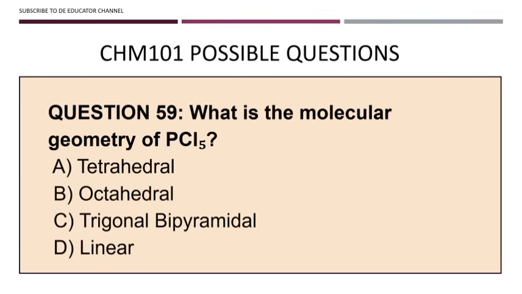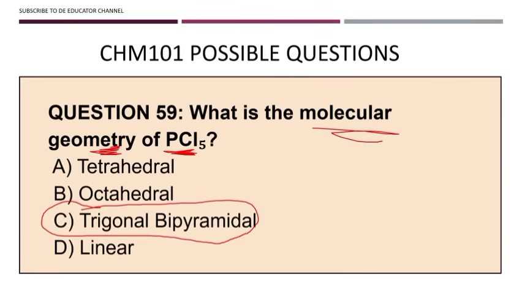59. What is the molecular geometry of PCl5? This is another thing that you should take note of. They will tell you the shape. When they say molecular geometry, they're asking what is the shape of that particular compound. Once you see 5, just know it is trigonal bipyramidal. Try 3 by 2 equals 5. It's as simple as that. It's just simple logic.